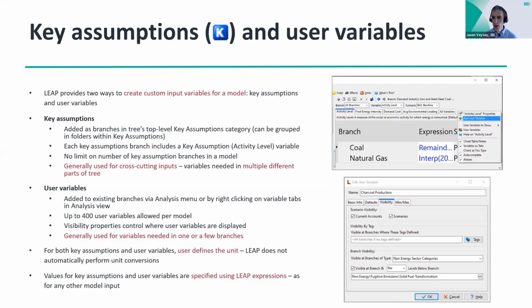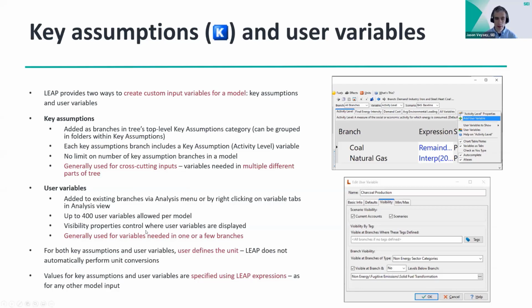but it becomes a custom input. There's another way of adding custom inputs to Leap as well, and that's called user variables. I don't think we've gotten into this in our workshop so far, but the capability is there, and it's not hard to use. User variables can be added through an option in the analysis menu, or by right-clicking on the variable tabs when you're at a particular point in the tree and choosing to add a user variable, like in this screenshot here. So this is, again, just a custom input variable.